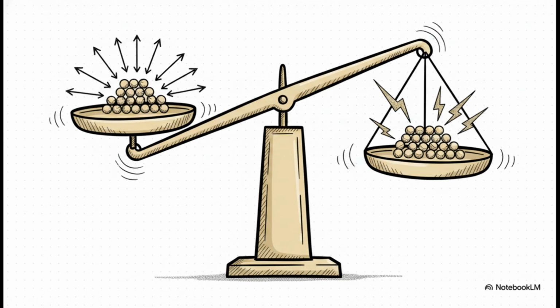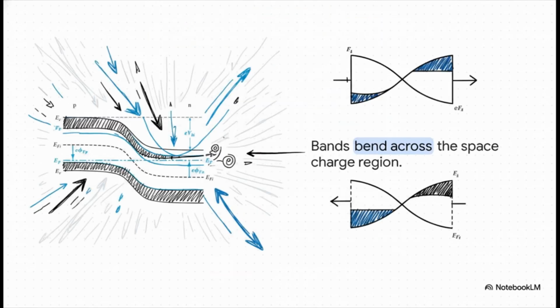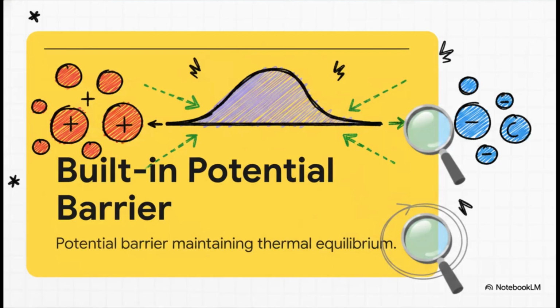Now, in thermal equilibrium, the diffusion force pushing carriers apart perfectly balances the field pulling them back. Looking at energy bands, you'll see the Fermi level, our thermodynamic baseline, remains completely flat here. But notice how those conduction and valence bands literally bend as they cross that space charge region. That bending creates a built-in potential barrier. It keeps the peace by stopping majority carriers from crossing.